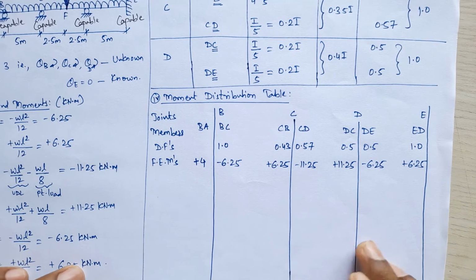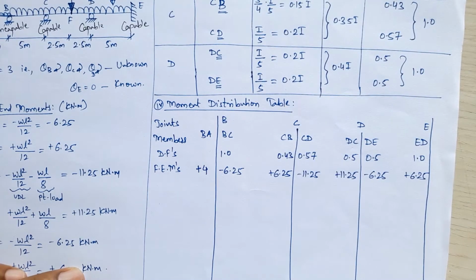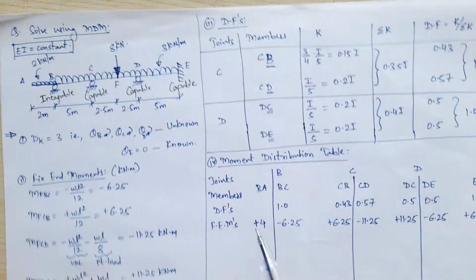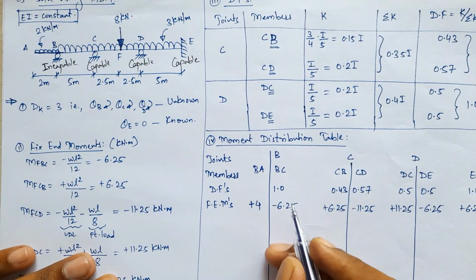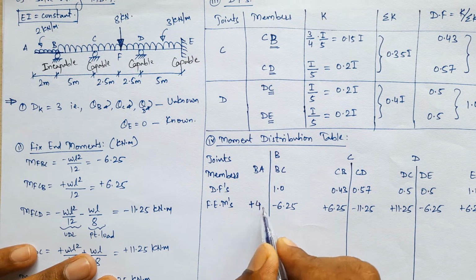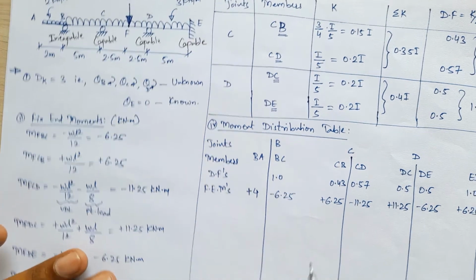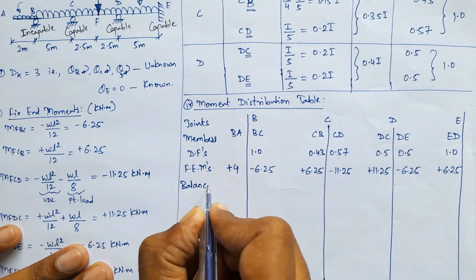Now after these 4 rows, you have to check whether you are having 0 moment at your end support or not. If not, you have to balance that moment. So check the end support. The end support is your B over here. But at B you are having minus 6.25, and in addition to that this 4 kilonewton meter moment. So what you have to do is balance the remaining moment from this.